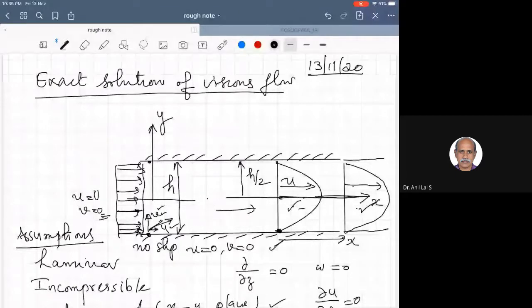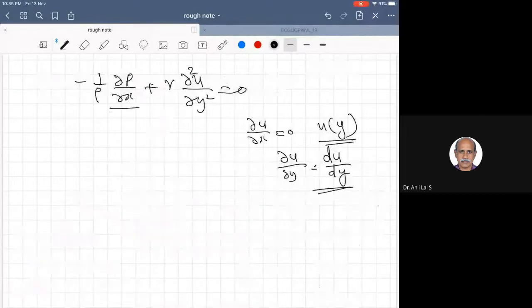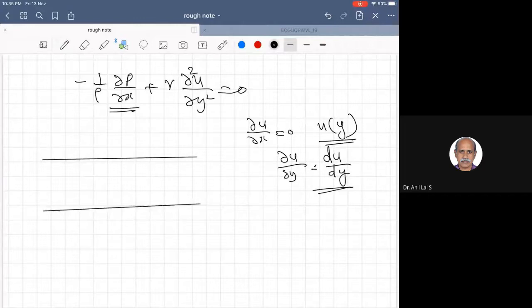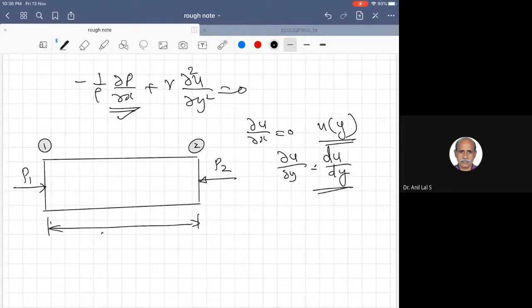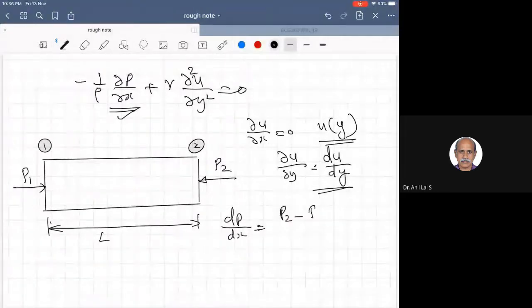And when this kind of identical velocity distributions are there, the pressure dp by dx, dou p by dou x, that is, pressure is varying, and that variation also will be linear because the velocity is identical. So dp by dx will be essentially, suppose this is the inlet and this is the exit. If I mark the inlet point as 1 and the exit as 2, there is a pressure P1 and a pressure P2 acting like this. Suppose this length is L, then dp by dx is P2 minus P1 by L.